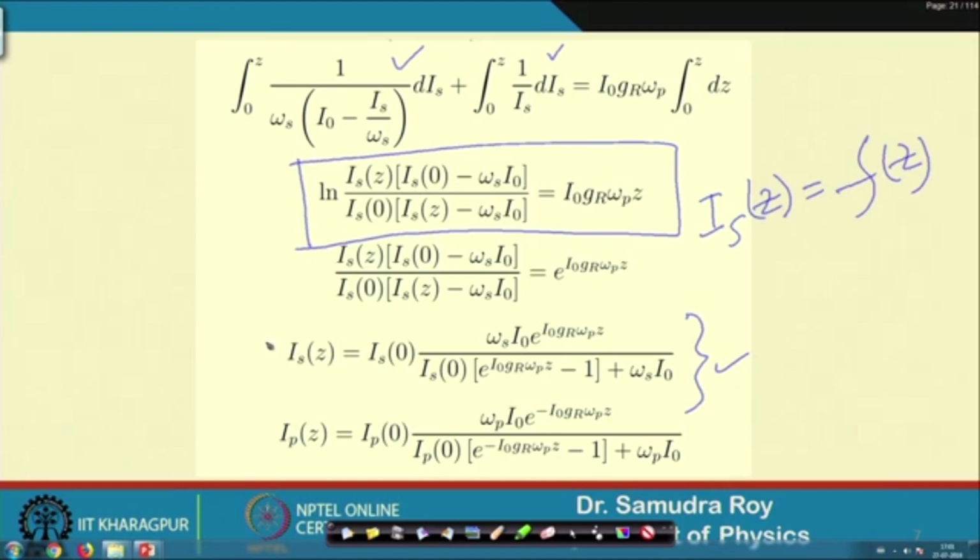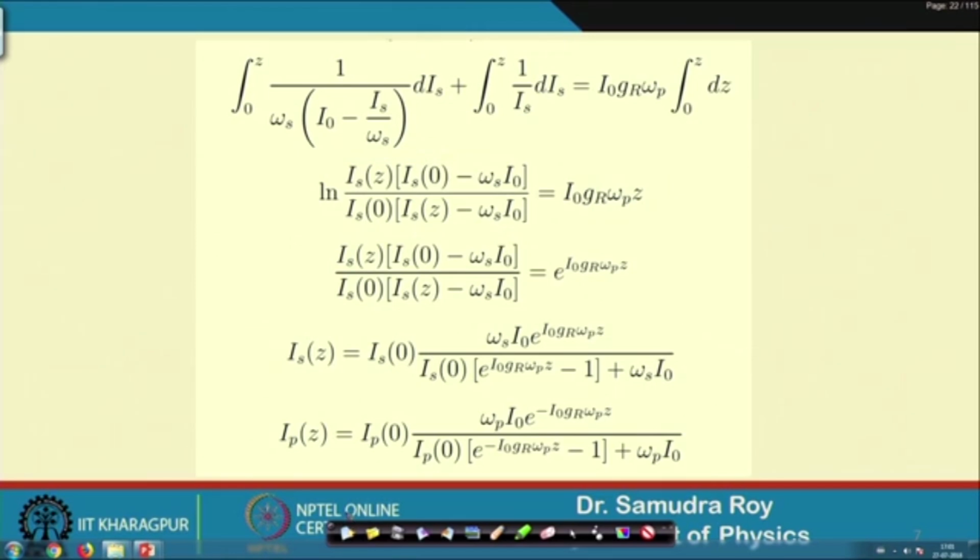This is the expression of I_s under the condition that the pump does not remain conserved, rather it is decaying. Now, after solving this kind of differential equation, the very first thing that we always check is the boundary condition, whether the boundary condition is really valid for this expression or not. In order to do that, we try to find the value of this expression at z equal to 0.